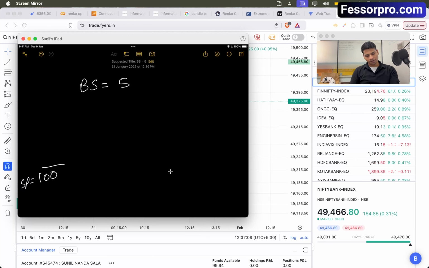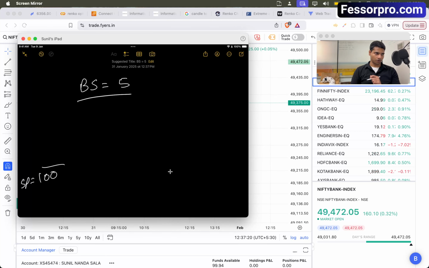Now, if the price moves from 100 to 101, nothing will happen. If the price moves to 104, then also nothing will happen. Why? Because brick size is 5. So a new brick will only form if there is a price movement of at least 5 points, either in the upward direction or in the downward direction. If it moves to 106, you'll see one positive brick. If it moves to 94, then you will see a negative brick. So there is a requirement of at least 5 point movement.